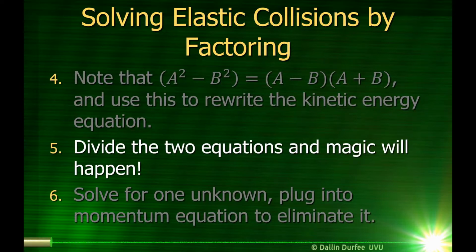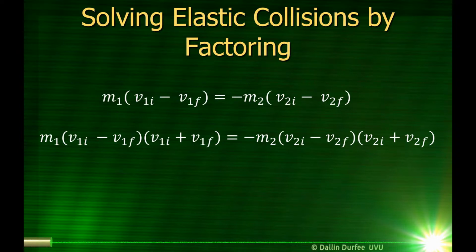Now we're going to divide the two equations, the kinetic energy equation and the momentum equation, and magic will happen. After using this trick, this is what our kinetic energy equation looks like. This is what our momentum equation looks like. And notice I have mass 1 on this side, I have negative mass 2 on this side, I have this factor here, I have this factor here.